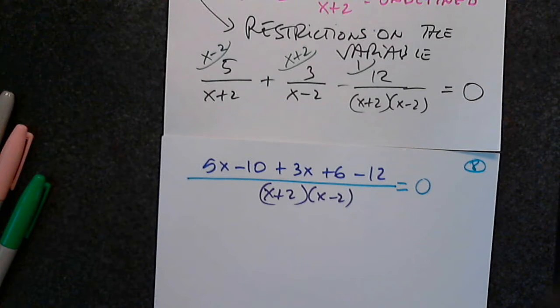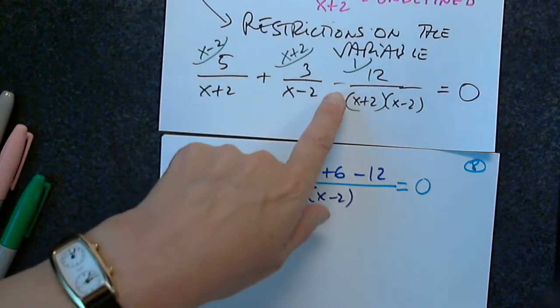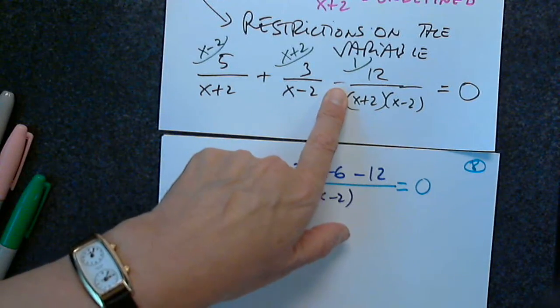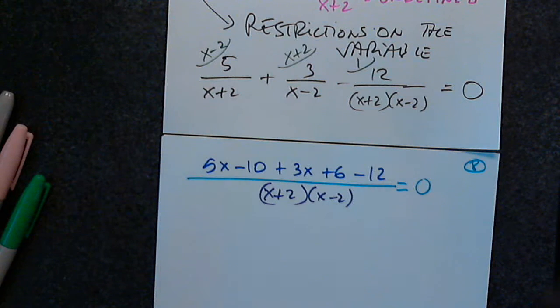Do we understand what just happened? Yes, everyone? Yes, we distributed. So we multiplied 5 by x and 5 by negative 2, 3 by x and 3 by 2, and then negative 1 times x plus 2 times 1. Is that okay with everyone? Yes? So what is the next step then?